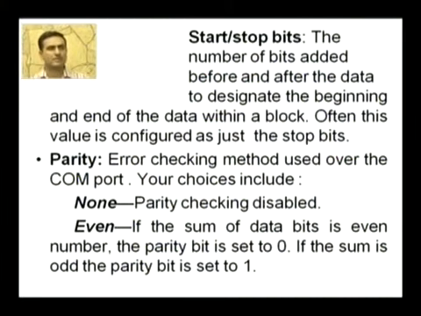The various choices in the parity are, first one is none, which means you have disabled the parity checking. Second one is even. If the sum of the data bits is an even number, the parity bit is set to 0. If the sum of the bits is odd, the parity bit is set to 1. We can say that in total the number of ones should be even, or the sum of the data bits must be even.